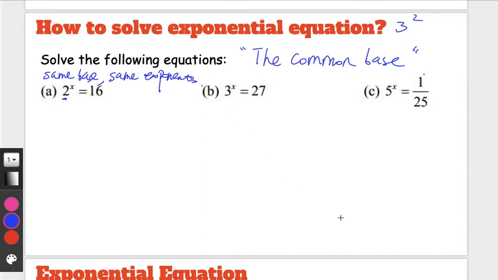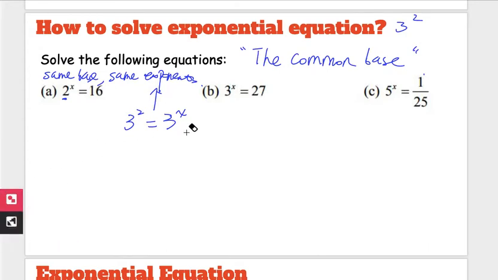So for example, I'm just going to write it down as a side note, and later I'm going to erase it. Let's say 3 to the second power, and this is 3 to the x power. Since they have the same base, in order to be equivalent in value, x must be 2. So this is the idea: same base, same exponents. We are going to use this idea to help us solve equations. That's why we call this method common base.